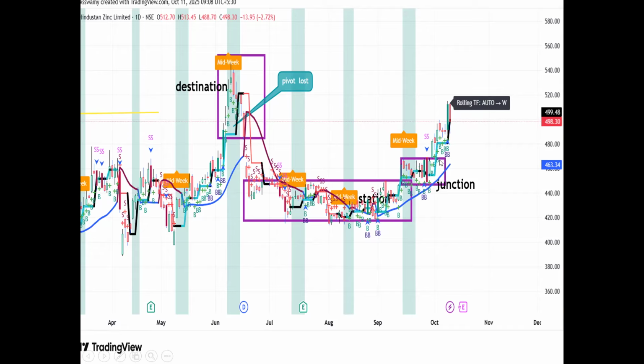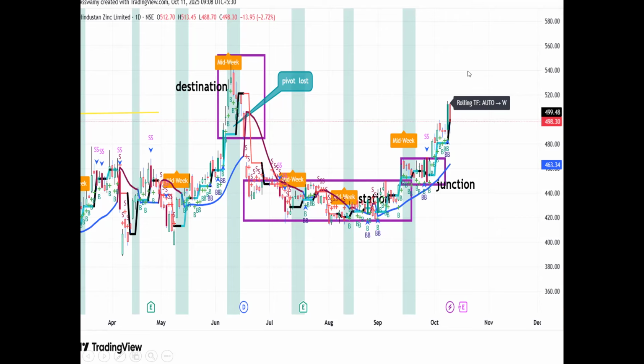By noticing this with my indicator, I was able to tell the people around 448 you can take your position. So it ran up to 520. Why did it stop over here exactly? Because of this pivot. The sellers have come into the market and the GAN Hilo is there. So that's why it reacted.